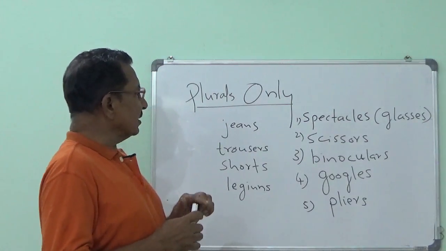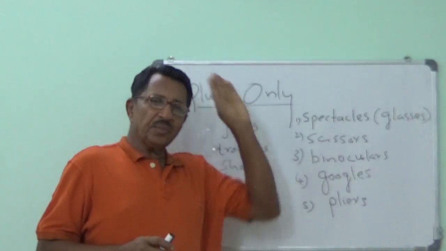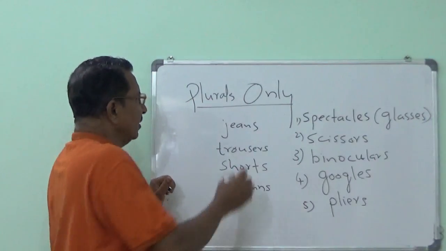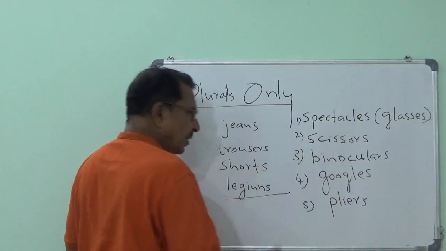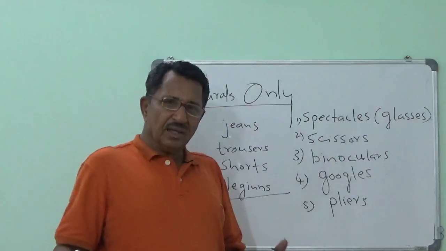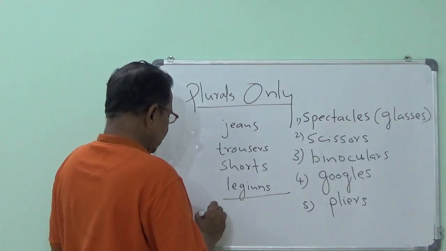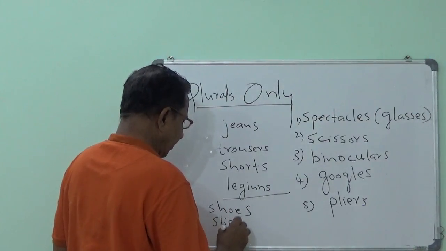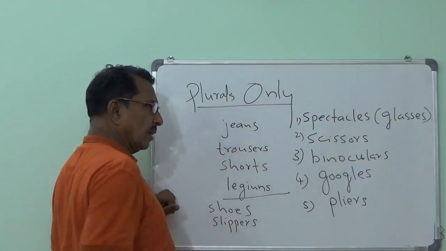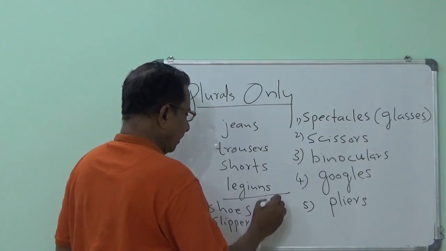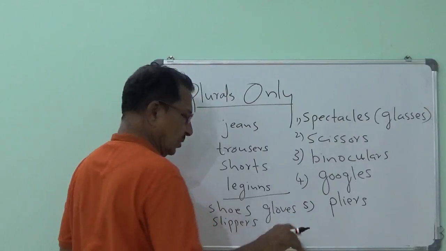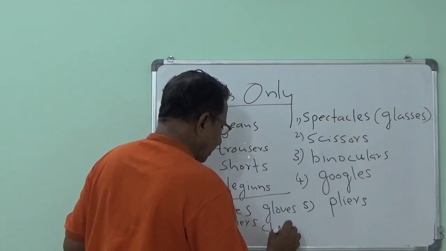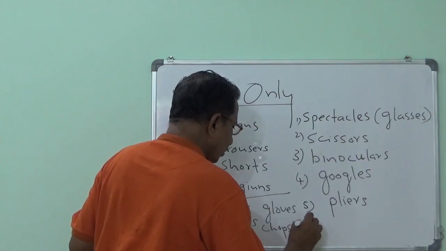Now these things are always plurals, and some others are usually plural. For example, shoes, there are two, slippers, better to use plurals, understand? Shoes, slippers, gloves, you have seen doctors using gloves when examining patients, and chopsticks, just opposite.